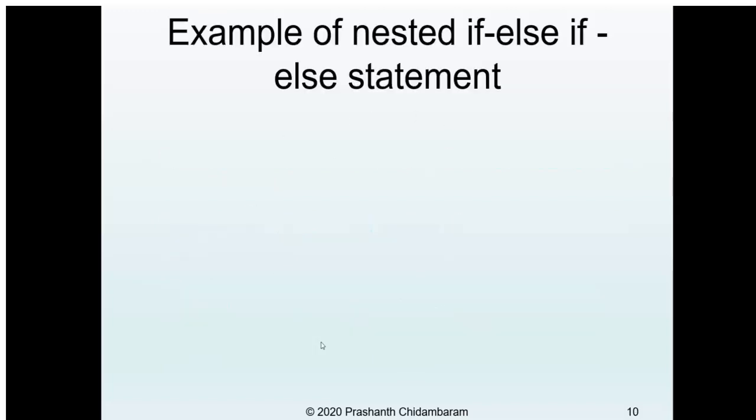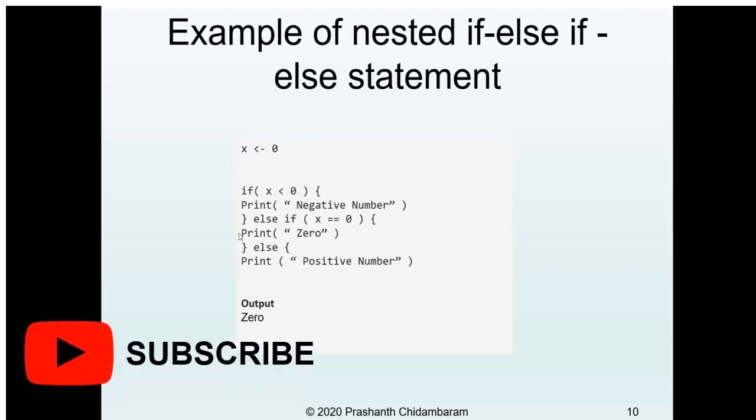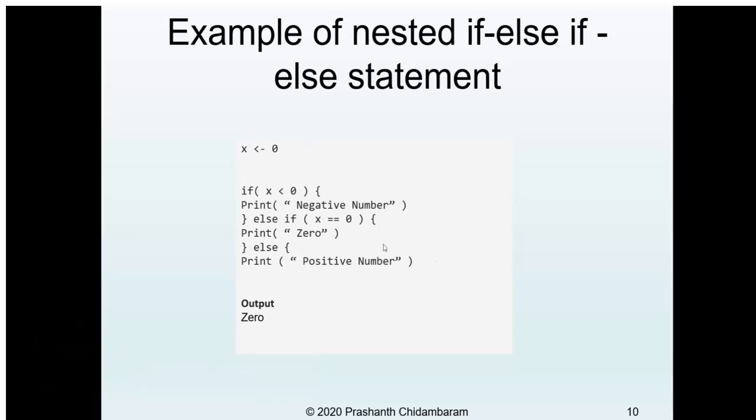Now let's look at an example of a nested if, else if, and else statement. Let's consider x equal to 0. If x is less than 0, we'll print negative number. If x is equal to 0, we'll print 0. And else, finally, if x is greater than 0, then we'll print positive number. So in this case, since x is equal to 0, this condition evaluates to true and therefore it prints 0.